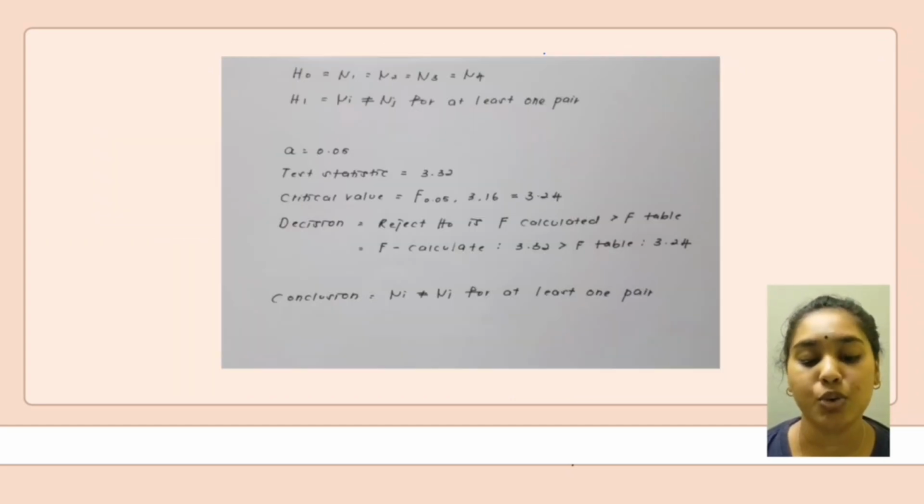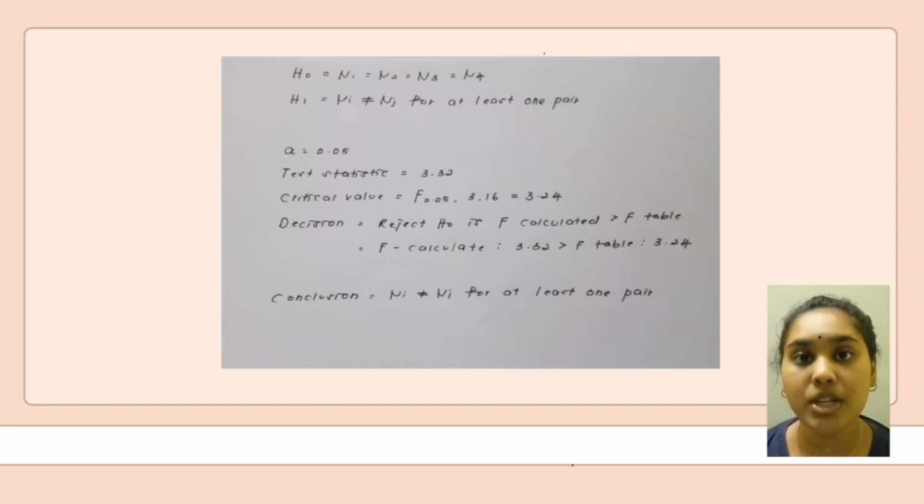H null: mu1 equals mu2 equals mu3 equals mu4. H1: mu i not equal to mu j for at least one pair. Alpha is 0.05. The test statistic is the F value that we calculated, which is 3.32, and the critical value is F0.05 with 3 and 16, which are the degrees of freedom of treatment and error.